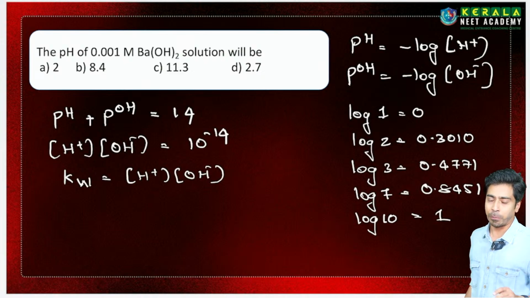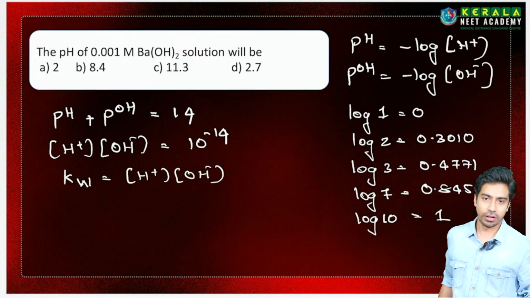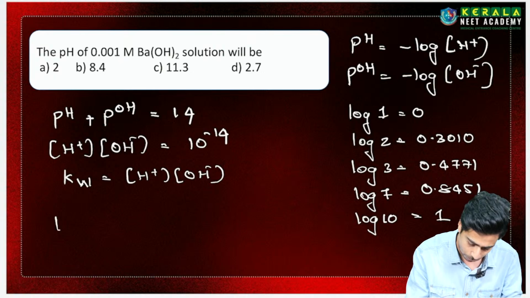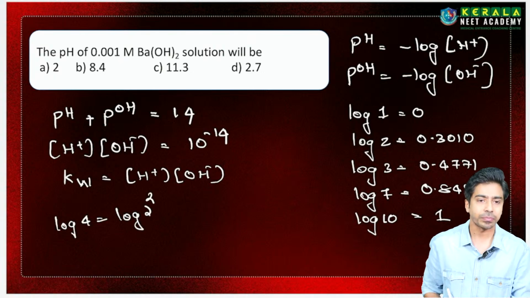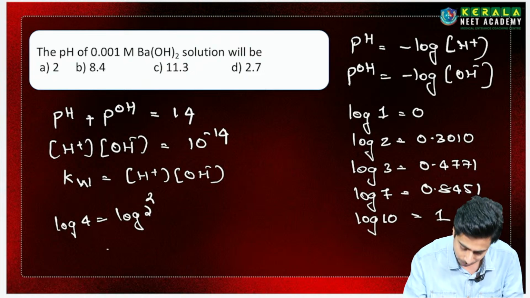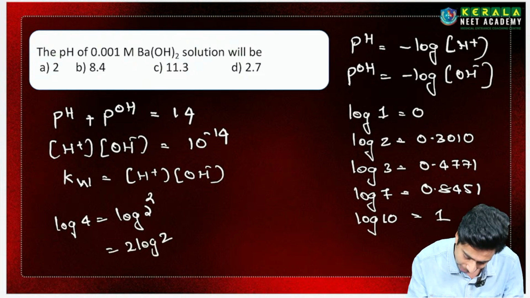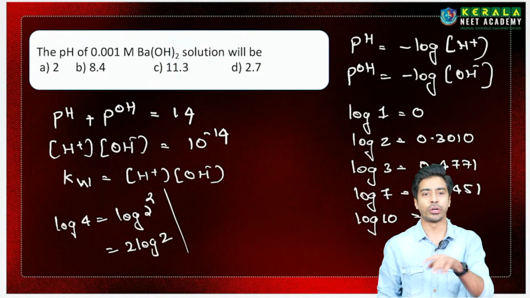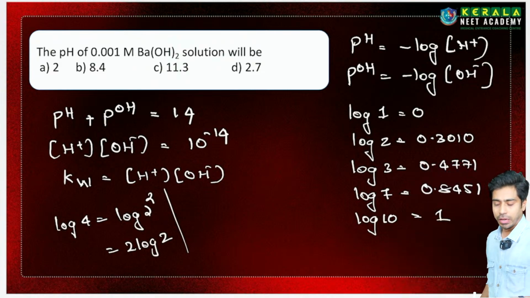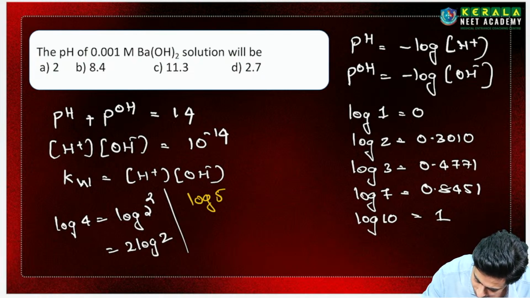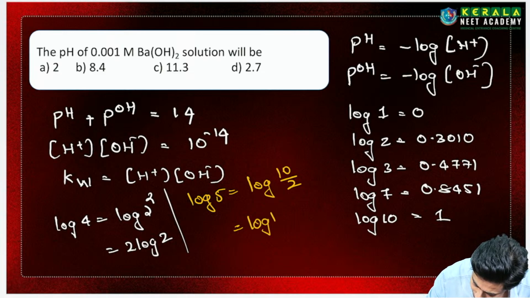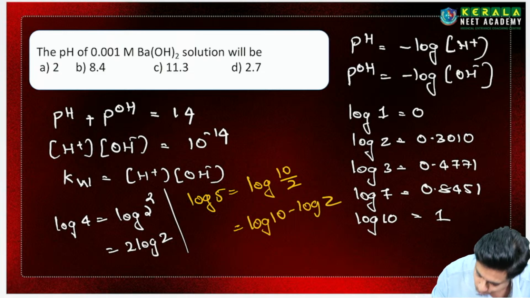Suppose you want to calculate log 4. I'll give 2-3 examples. Log 4 is equal to log 2 square, and log 2 square is 2 log 2. You know the answer of log 2, so apply it: 2 into 0.3010. If you want to calculate log 5, log 5 is equal to log 10 by 2, that is equal to log 10 minus log 2. Both the values you have.